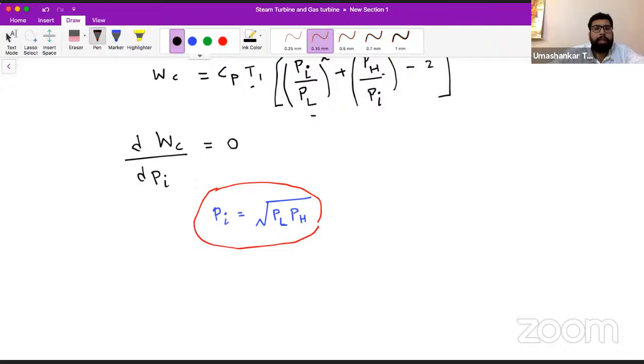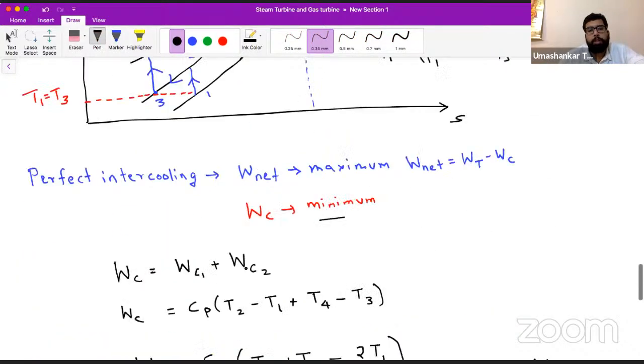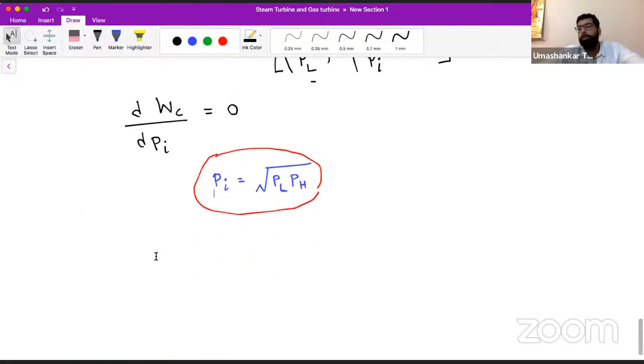Now somebody was asking me about the temperature. The students who are live can cross check this relation also. So first you cross check. This is the same as we have derived for the condition of maximum work in the ideal Brayton cycle.